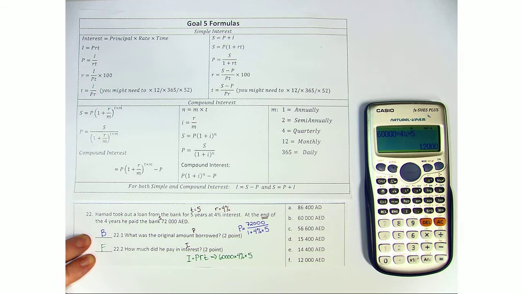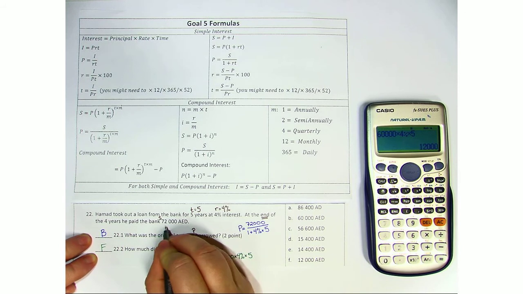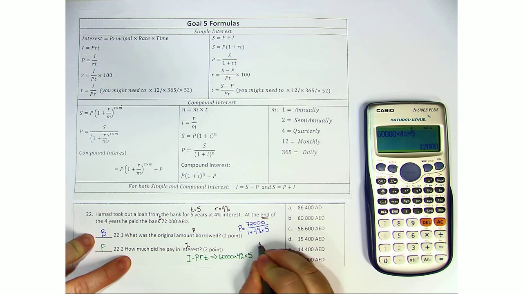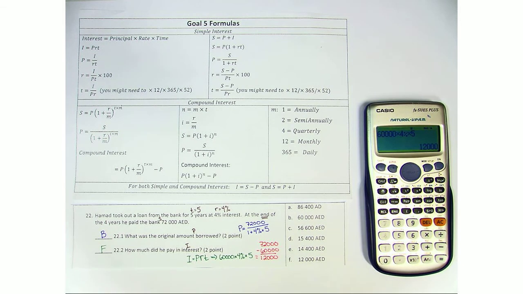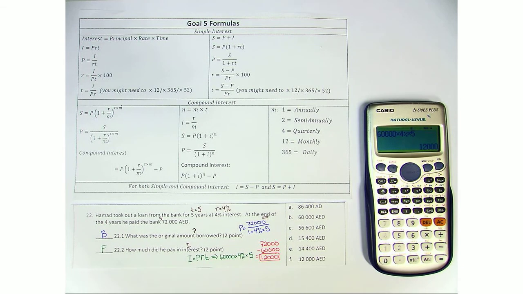Now the other way that you can do that is just by subtracting S minus P. We know that the full amount was 72,000. So if we take 72,000 and subtract what we borrowed, which was 60,000, that also equals 12,000 dirhams. So there's two different ways to go about it, but in both cases, we get the exact same answer.